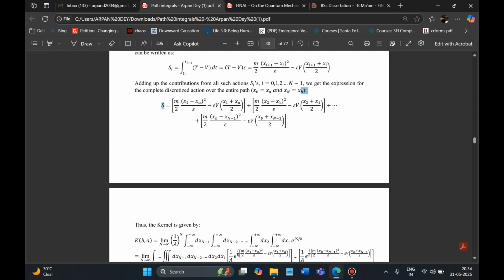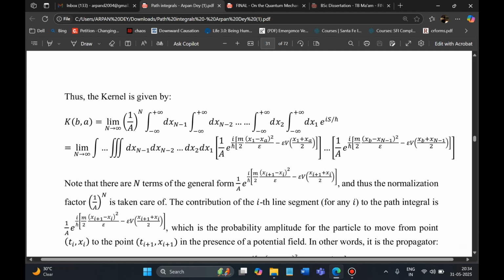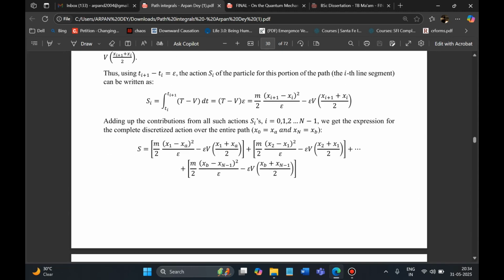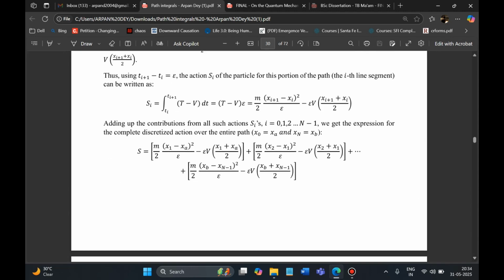So this is your full action, the entire action, and the kernel is what? This expression, e to the i S over h bar. So now you can write it like this. You have n such parameters, 1 over A, so you can just write 1 over A with each such expression, and in place of S you can write what you got here. You got n terms, right? You start from 0 and go up to n minus 1, so you get n terms. This is the first term, this is the second term, dot dot dot, this is the nth term.